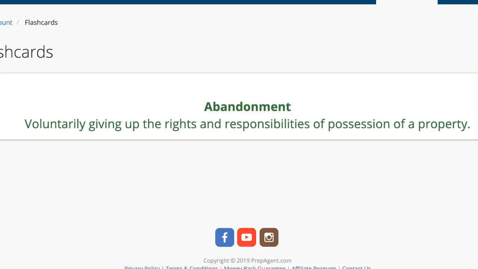Oh well. So abandonment is when you relinquish your rights. So basically, if you have a lease and you abandon it, you no longer have those rights to that property.